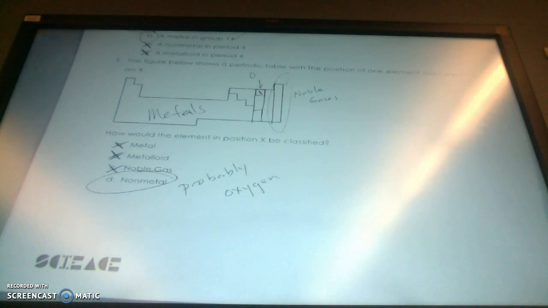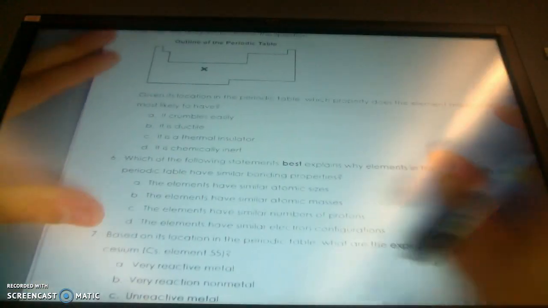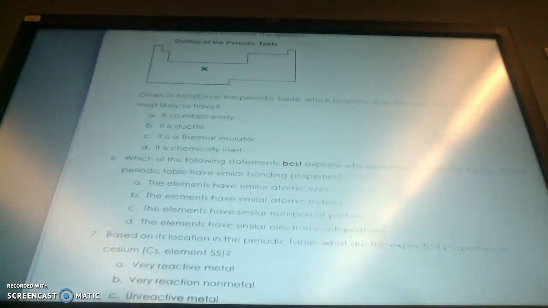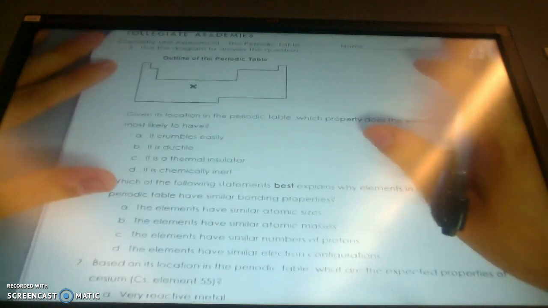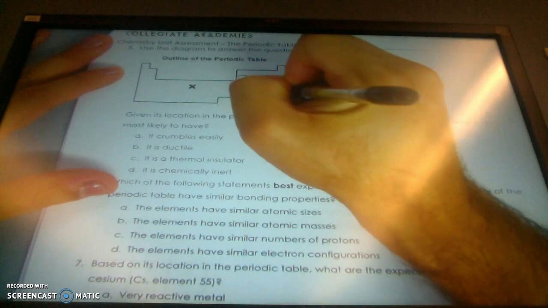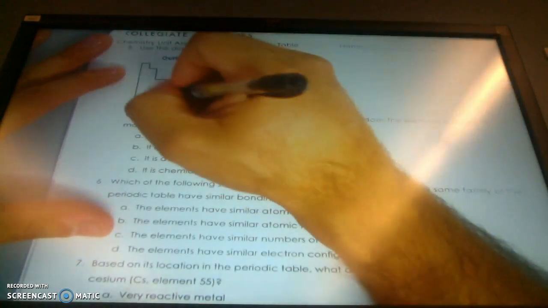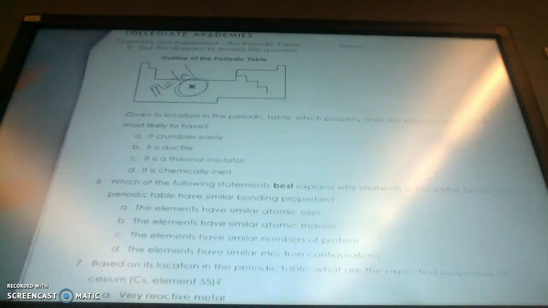Okay. And going to question 5. Okay, given its location on the periodic table, which property does the element marked X most likely have? Okay, so this one's similar to the last one. So here's my staircase again, sketching it on there. Okay, X is in the metal part of the periodic table.